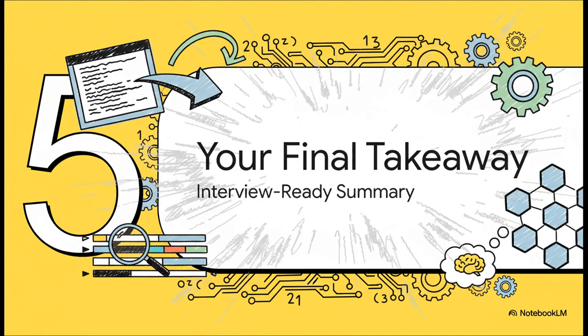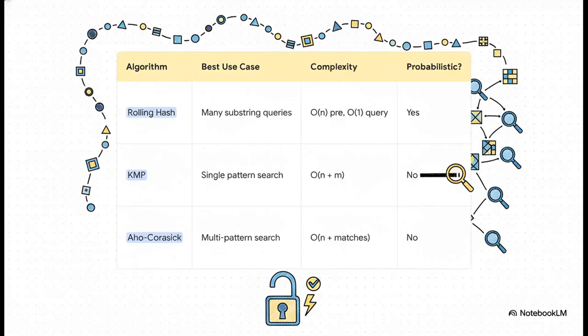All right, let's pull all of this together into your final takeaway. This is the interview-ready summary you'll want to have in your back pocket for any technical discussion. This table really gives you the strategic overview. You want to use rolling hash when you expect to make lots of substring queries or for things like palindrome checks. For a single, guaranteed correct pattern search, something like KMP is a great choice. But where rolling hash really wins is on its versatility and, honestly, being way simpler to code.